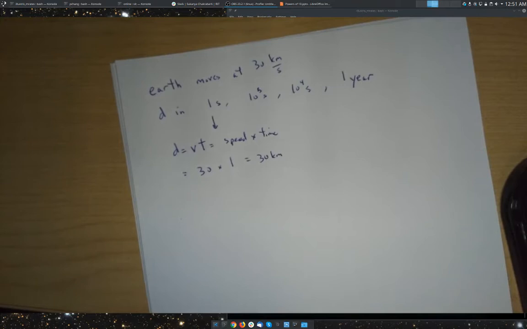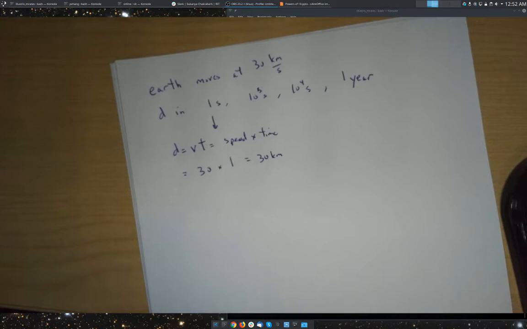18 miles, all right? So basically, Earth moves a distance from Milwaukee to, I think, Delafield or something like that in about a second, right? Pretty quick. All right, next one.